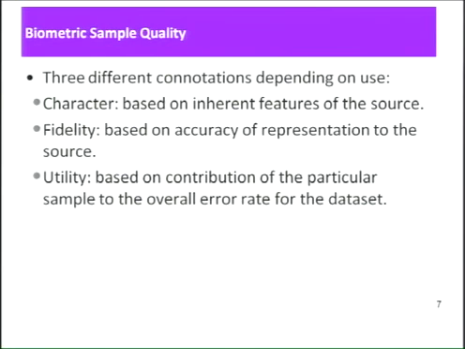Another issue that comes up when you talk about biometrics in the applied domain is sample quality. And what is quality? There are three different connotations. The first connotation is character.